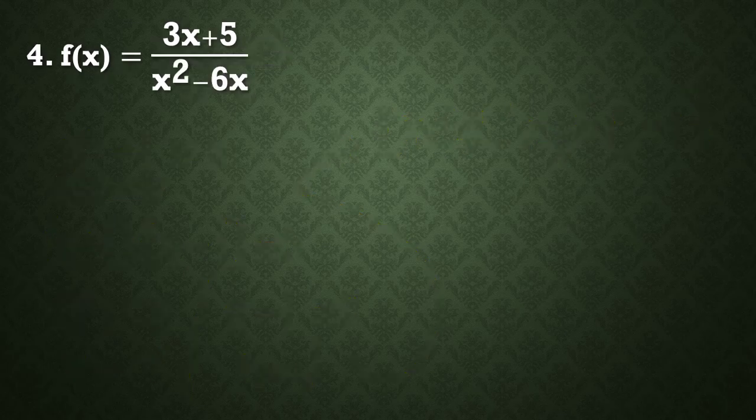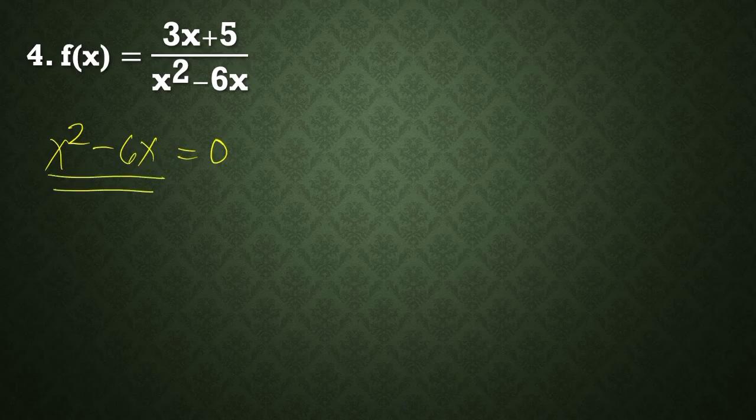Number 4, 3x plus 5 all over x squared minus 6x. So, ganun pa rin. Equate natin yung term ng denominator sa 0. So, x squared minus 6x equals 0. Yung x squared minus 6x, ipa-factor natin siya using common monomial factor. So, ang greatest common monomial factor nila is x. So, x squared divided by x, that is x. Negative 6x divided by x, that is negative 6, equals 0.